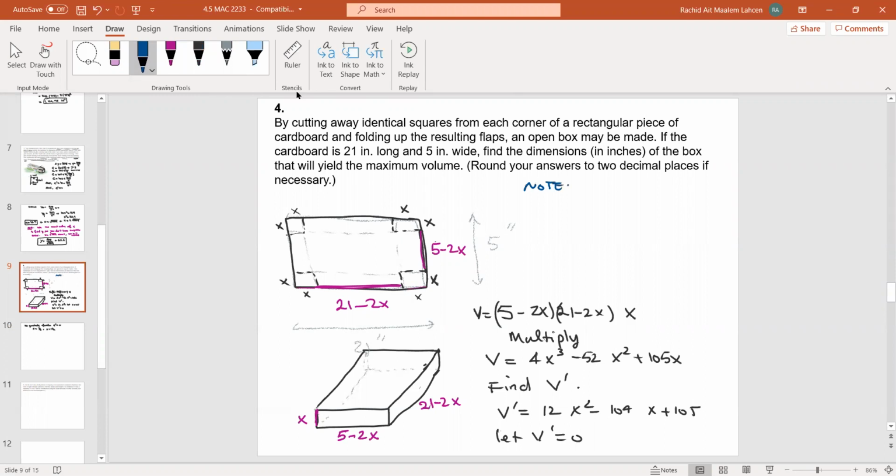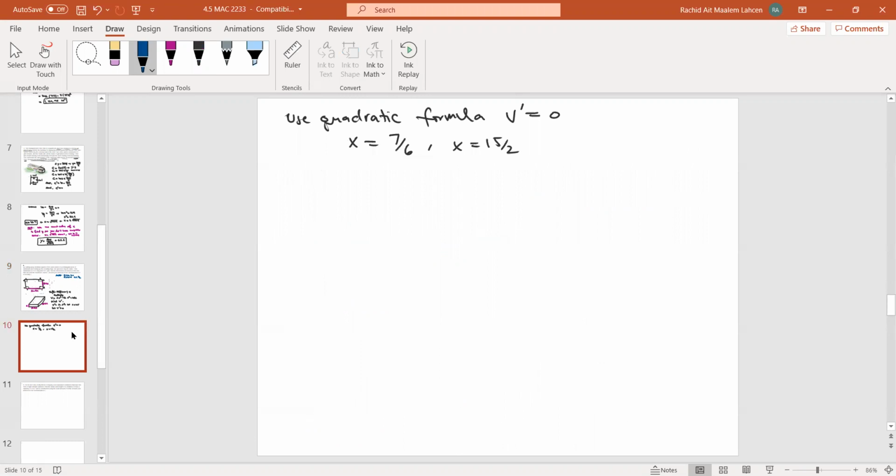You see this side, 5 minus 2x? This side, of course, cannot end up being negative, right? So which means 5 is greater than 2x, which is x is less than 5/2. So that's one restriction for x. It has to be less than 5/2, which is 2.5.